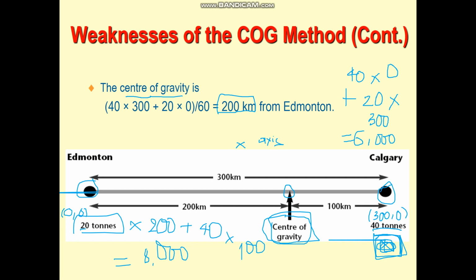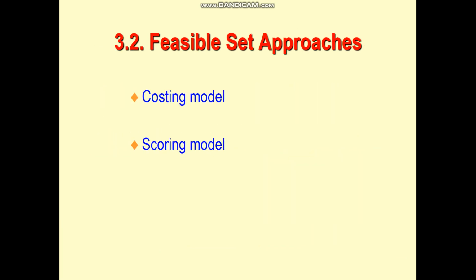So that is the weakness of the center of gravity method. That's why we have the feasible set approaches with costing model and scoring model to improve the weakness of the COG method. And we will learn more detail about costing model and scoring models in the next lessons.